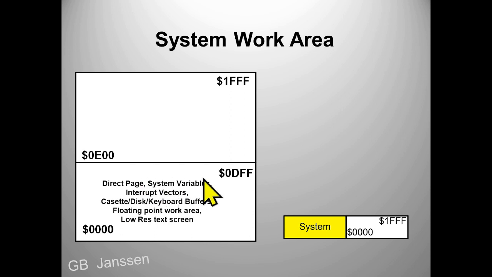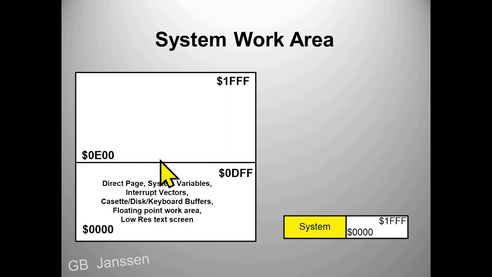It's a direct page, system variables, interrupt vectors, all the inputs from the disk, the keyboard, the cassettes, floating point work area, low res text screen, which is at hex 400 to hex 5FF, and lots of other little bitty items that's down there that the basic, disk basic, extended basic use in order for the system to run.